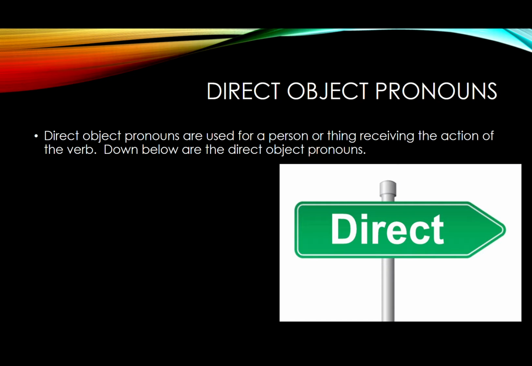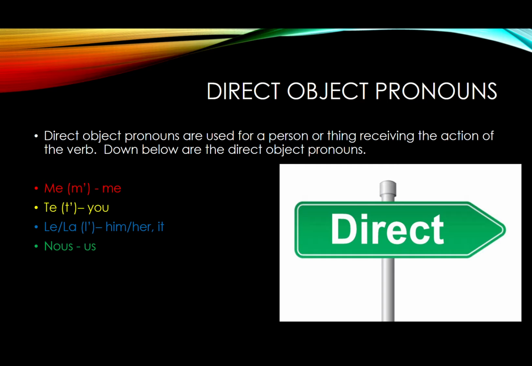Direct object pronouns. Direct object pronouns are used for a person or thing receiving the action of the verb. Down below are the direct object pronouns. I'm going to do the animations right now. M, or m apostrophe, would be me. T, or t apostrophe, would be you. L, la, or l apostrophe would be him, her, or it.